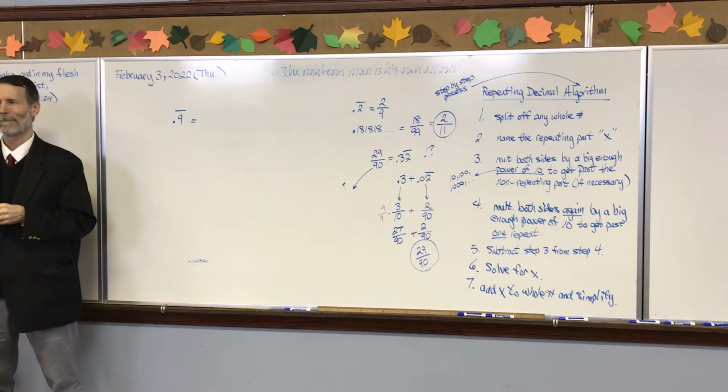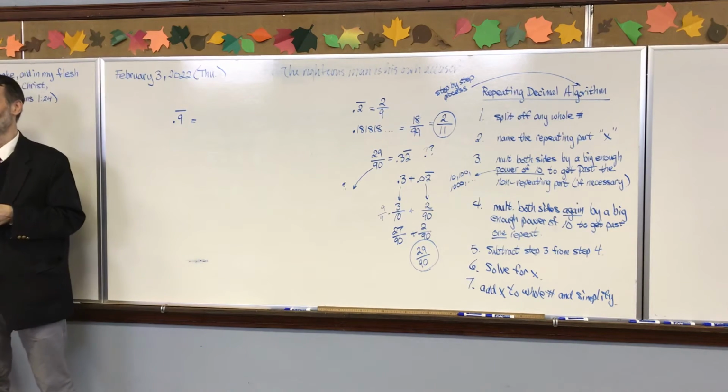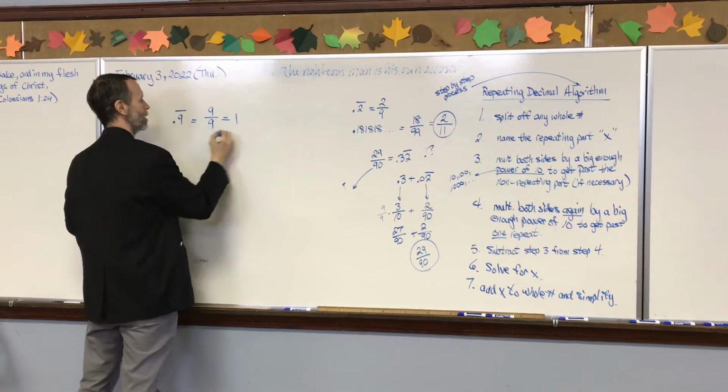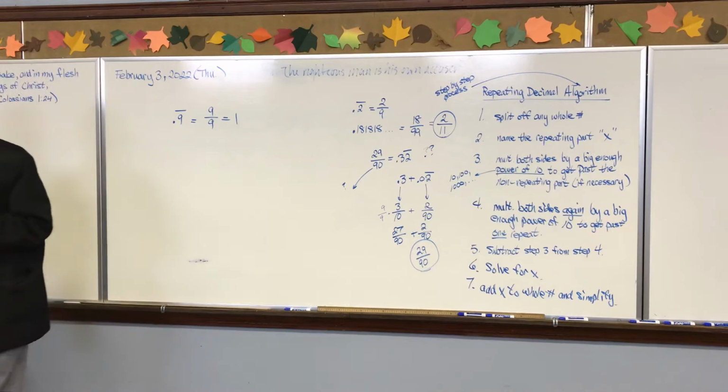Oh, 9 over 10? No, that would be 0.9 by itself. Go, Rosie. 9 over 9. It's 9 over 9. By the way, what's 9 over 9? 1. That's 1. Does that bother anybody? Yeah. 0.9 repeating equals 1.